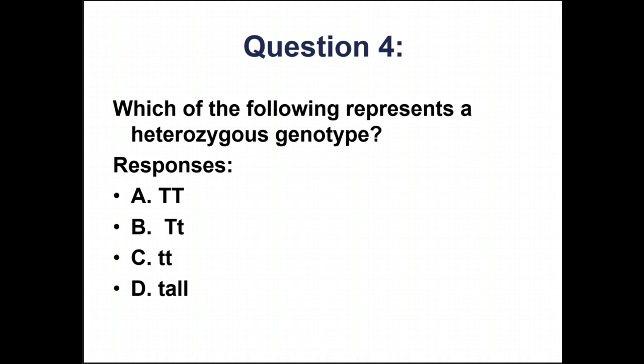If you chose B with the capital T and the lowercase t, you are correct. That refers to a heterozygous genotype. A would actually be a homozygous dominant genotype. C would be a homozygous recessive genotype. And D, for tall, that would actually be a phenotype. Let us continue.